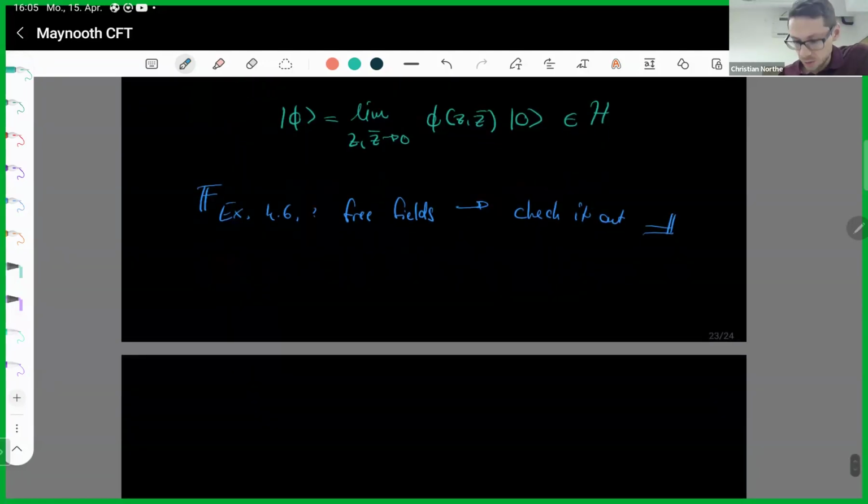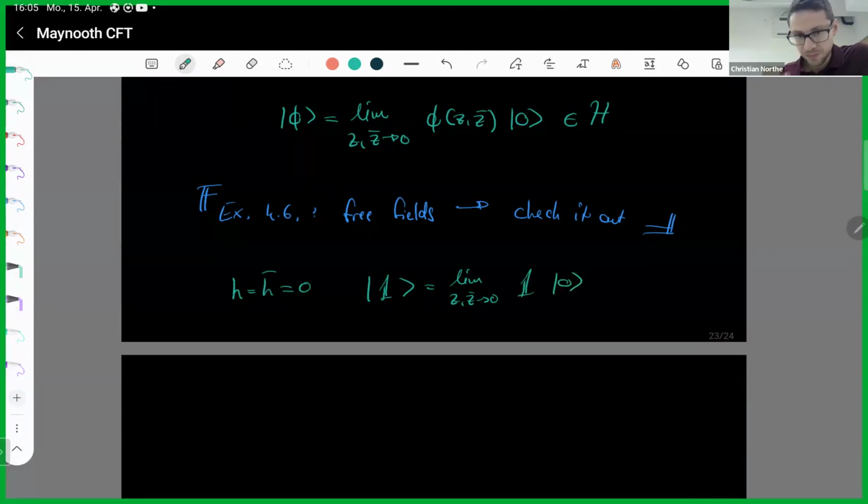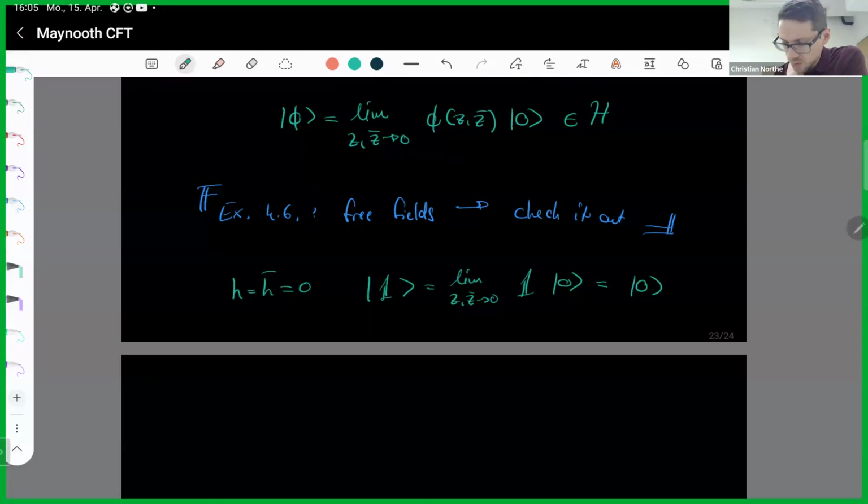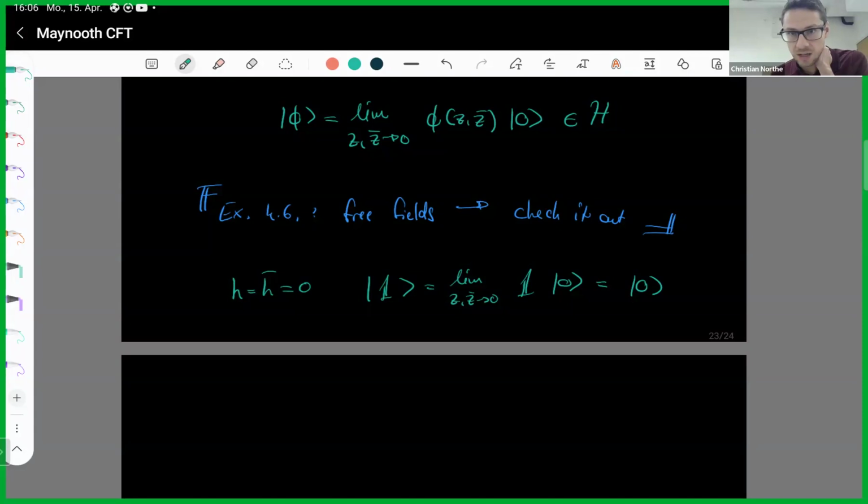We can have already, for instance, at h equals h bar equals 0, the identity field. So let's just write the identity state, which is the limit of z and z bar going to 0 of just the identity field acting on the vacuum. This, by the way, is something that I didn't write in the notes. I may add that. I'm just giving you an example since we talked about the identity field, but the identity doesn't do anything and there's no dependence on z and z bar. So we do have a state. So the identity field does indeed correspond to a state, and that's just the proposed vacuum state of the theory.